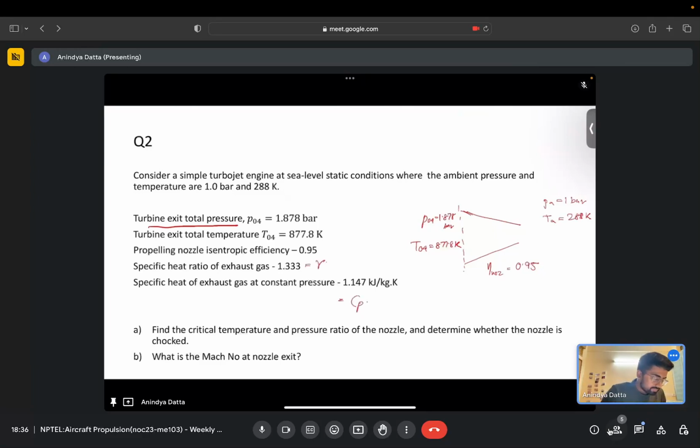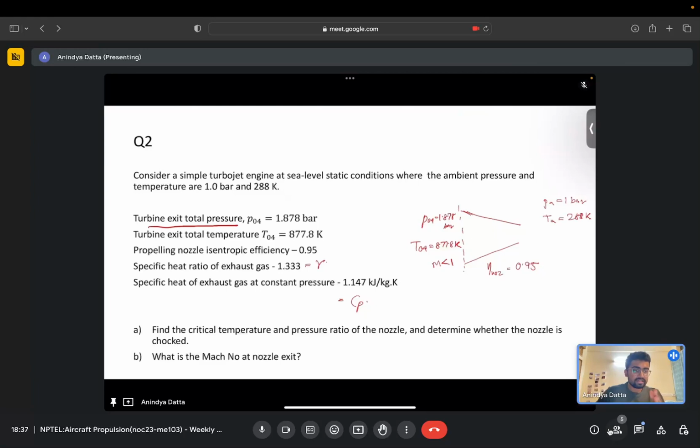All right, so the first question is: find the critical temperature and critical pressure ratio of the nozzle. So what is that? As we have seen, this is a turbojet engine, right? So the flow at the entry of this nozzle will be subsonic. Okay, the Mach number is less than 1, right?